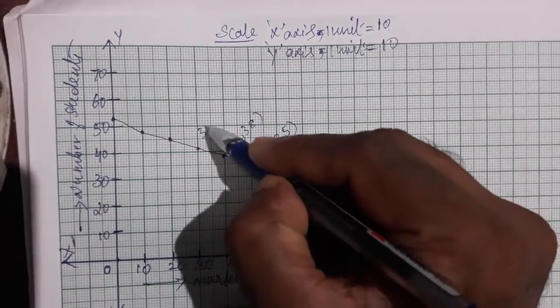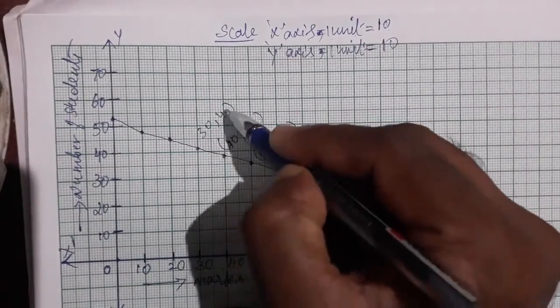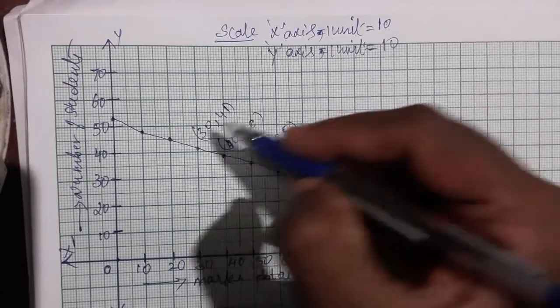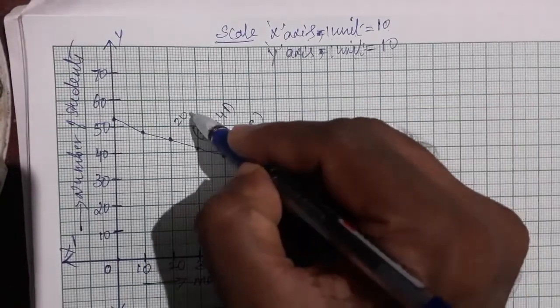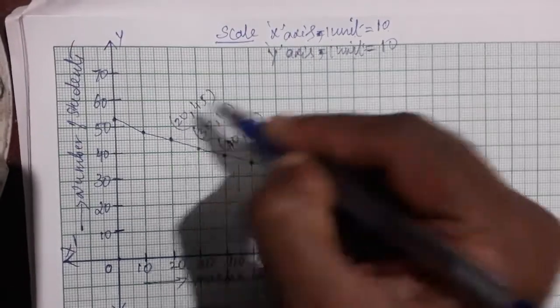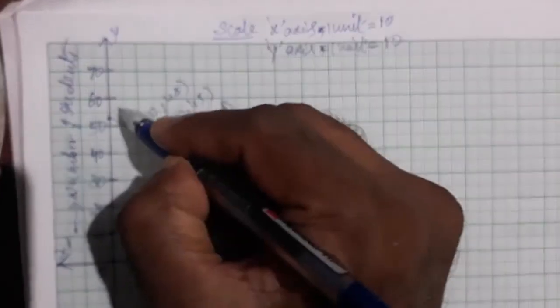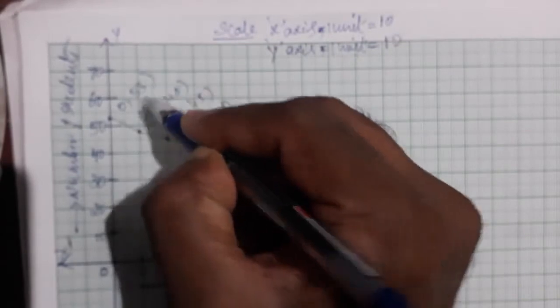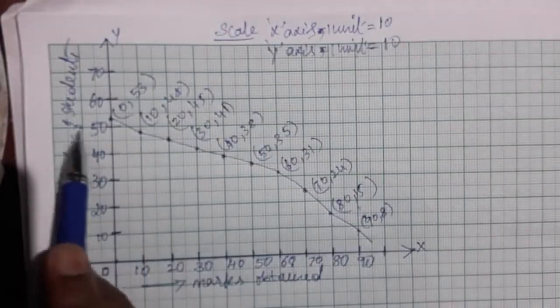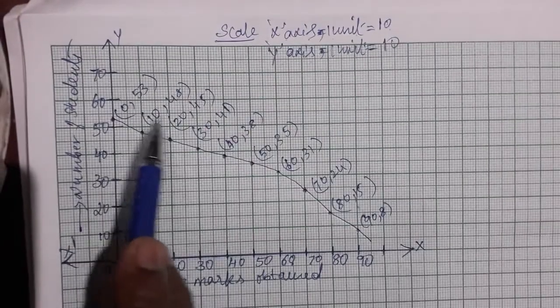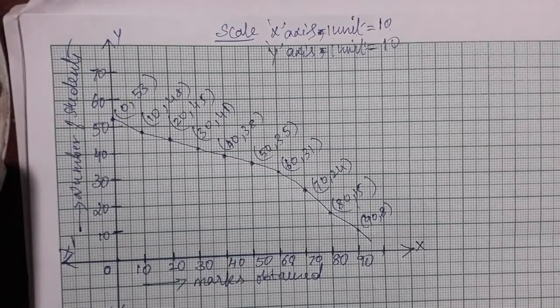For 30, it is 41. For 20, it is 45. For 10, it is 48. For 0, it is 53. So our OGV is ready along with the coordinates.